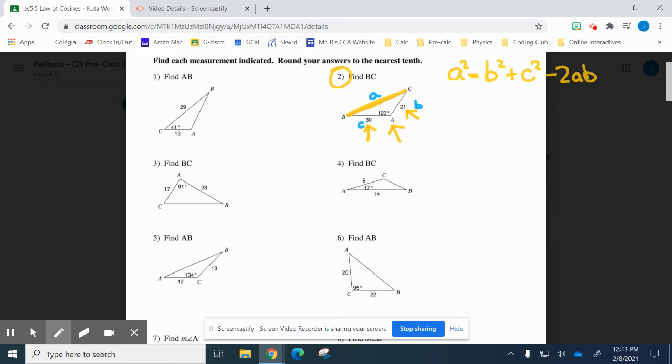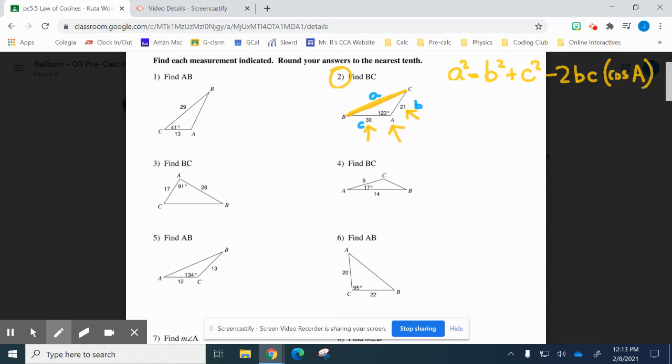Oh, I just did that wrong because I'm so used to the other way. So used to using certain letters. And if the letters really trip you up, you might want to consider relabeling your triangle instead of using different letters. But that's going to be 2 times B times C times the cosine of angle A, right?